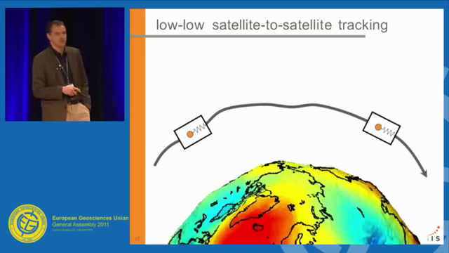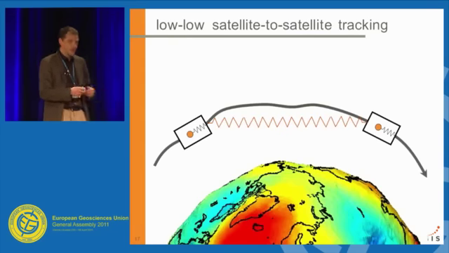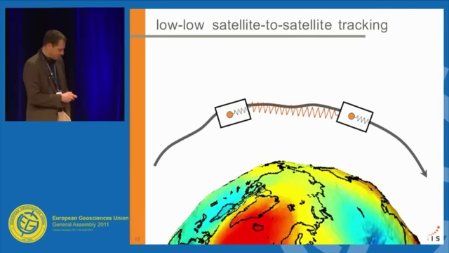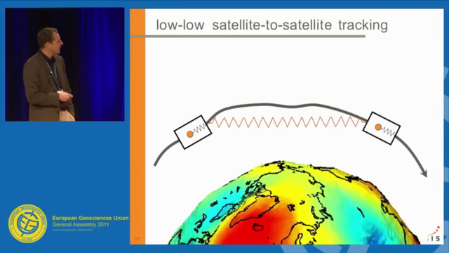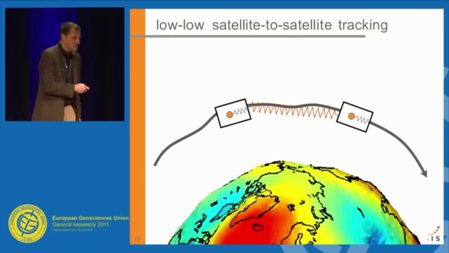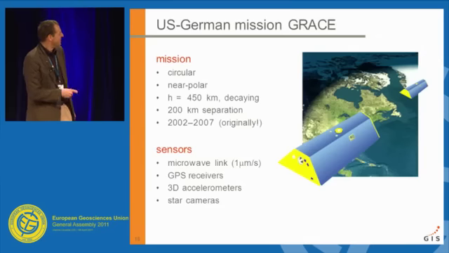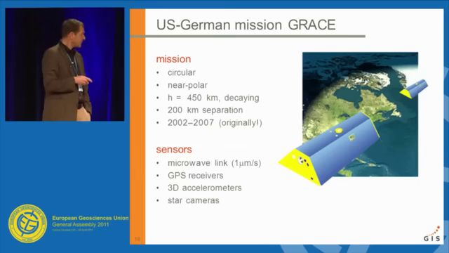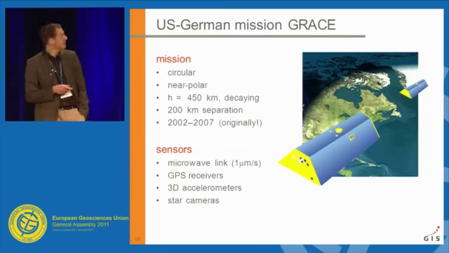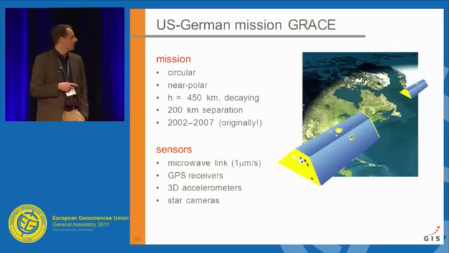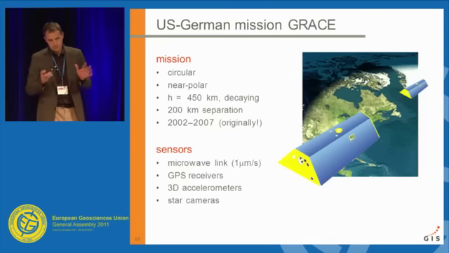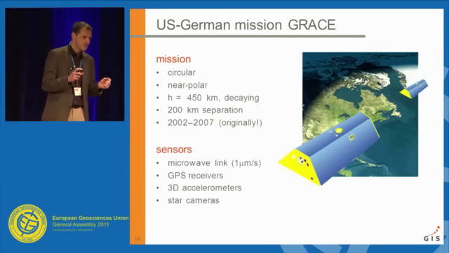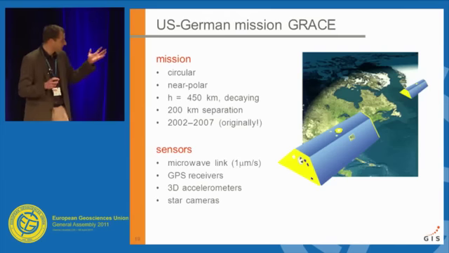Now you have to do this in differential mode. So you have at least two of those. You have to connect them by a spring, of course, by some ranging device. And then see how these differential perturbations work out. So I realize this is a very poor animation, but that's the best I could do here. This is realized by the US-German mission GRACE, which flies on a circular near-polar orbit, 450 kilometers altitude roughly, and slowly decaying. It has, broadly speaking, a separation between these satellites of 200 kilometers, and it was launched in 2002 with a designed mission lifetime of 5 years.